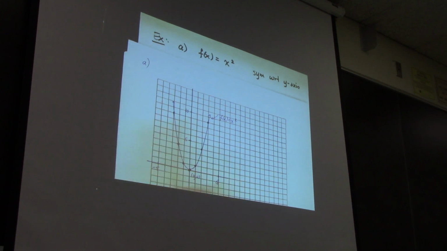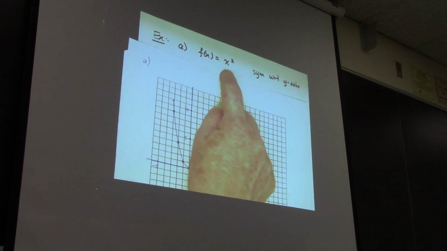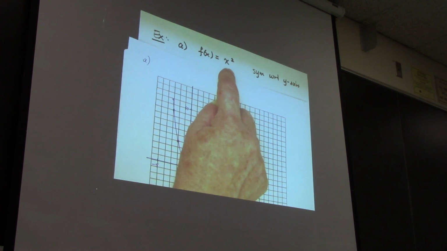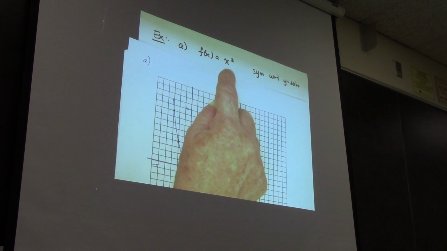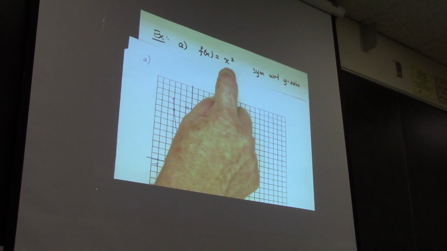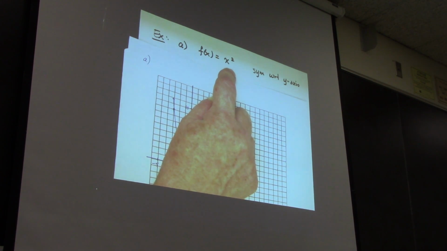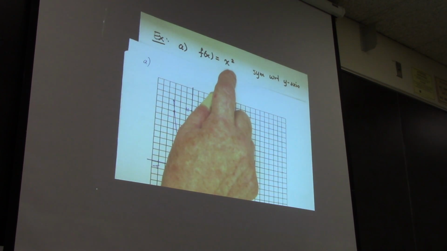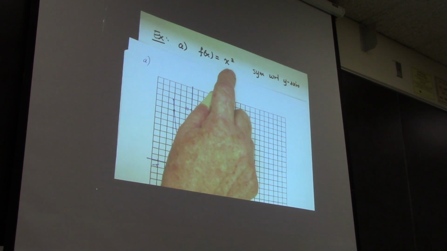All real numbers. Okay, so are there any x's you could plug in that would make you divide by 0? No, because there's no denominators. Are there any x's you could plug in that would make you get the square root of a negative number? No, because there's no square roots. Okay, those are the only two things we have to worry about right now. Later there'll be other things, but for now that's it.